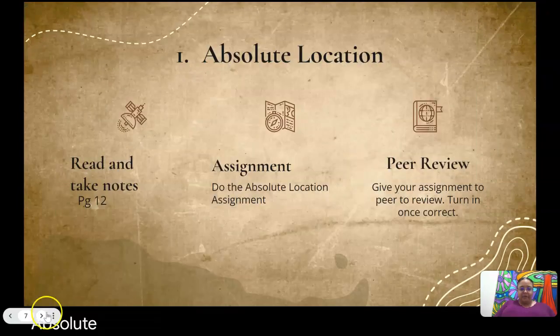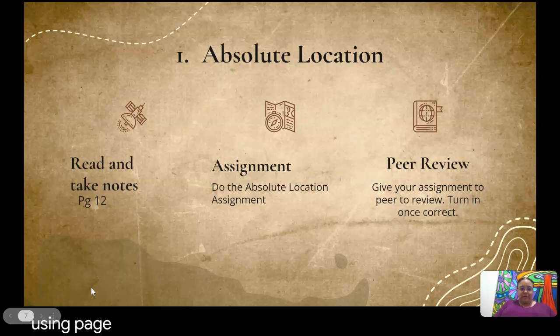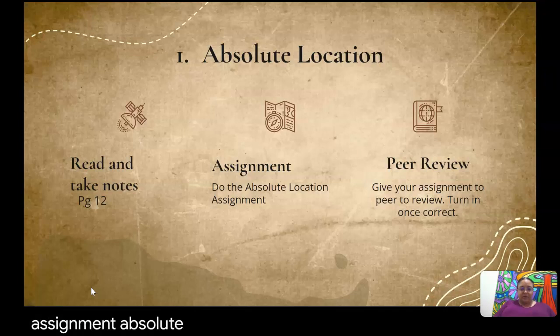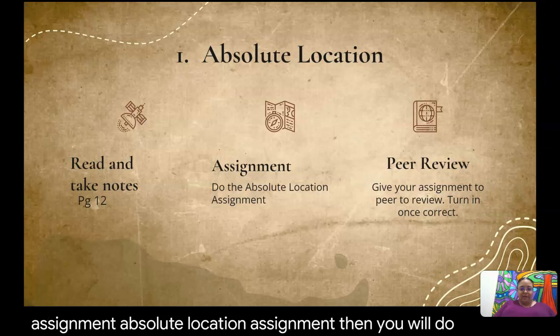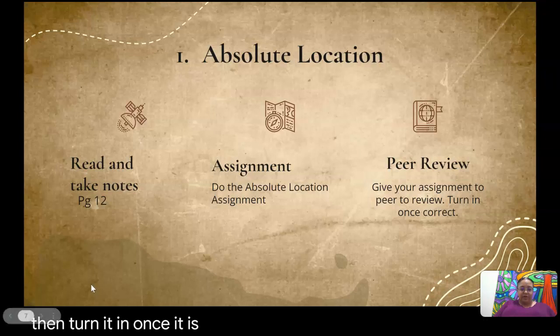Absolute location. You're going to read and take notes. You'll be using page 12 in your textbook. You will then do the absolute location assignment. Then you will do a peer review. You will give your assignment to your peer to review and then turn it in once it is correct.